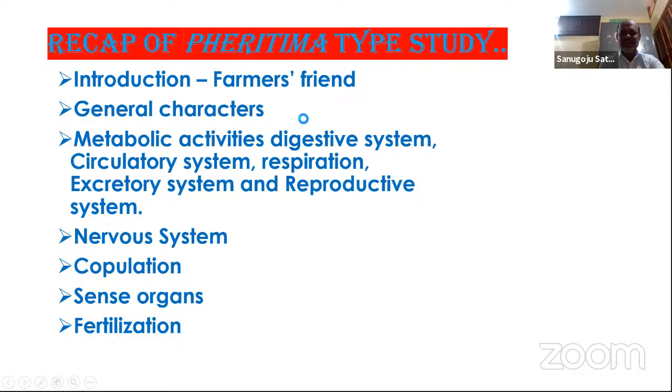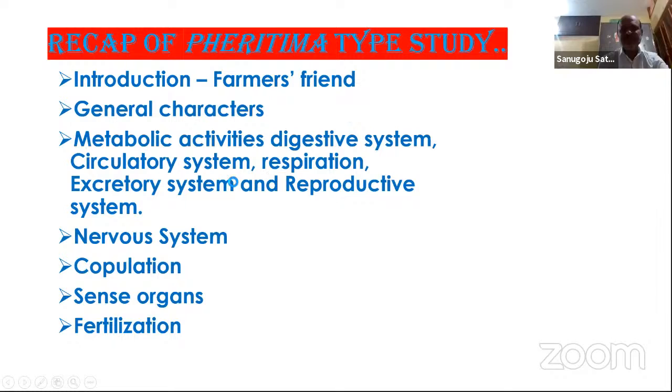The clitellum plays a vital role. Which segment is it present in? Segments 14 to 16 in Pheretima. Metabolic activities like the digestive system, circulatory system, respiration, excretory system, and reproductive system were discussed. The digestive system is well developed. The alimentary canal starts from the mouth and ends with the anus. Very good. And the circulatory system consists of lateral hearts, lateral esophageal hearts, anterior loops, dorsal blood vessel, and ventral blood vessel.